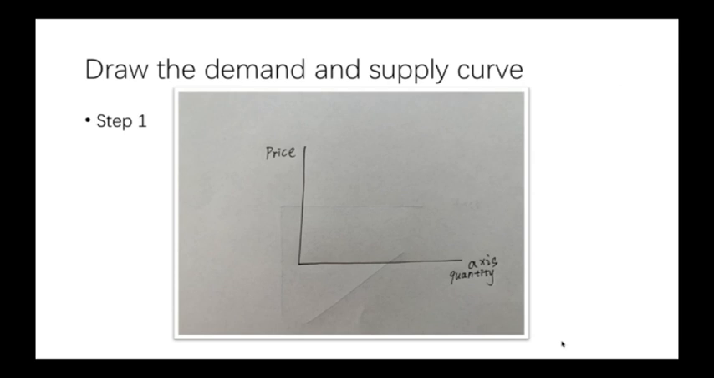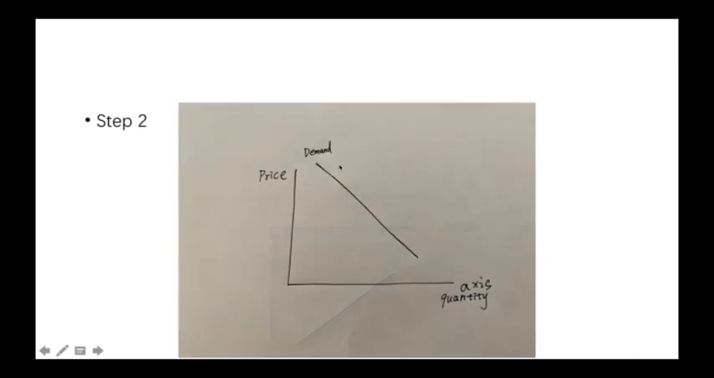First, I draw the axis. To show the relationship of the supply curve, the abscissa represents the quantity, and the ordinate represents the price. For the demand curve, normally, when the grant stays the same, the price of the new house will rise and the number of buyers will be reduced. So this is the demand curve.